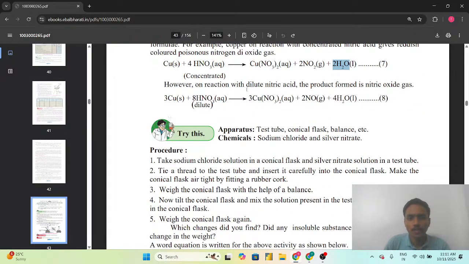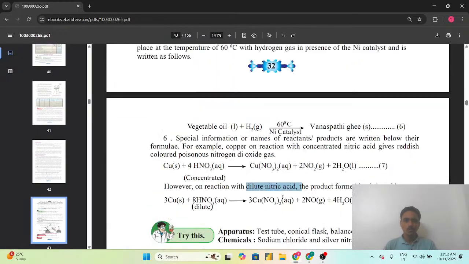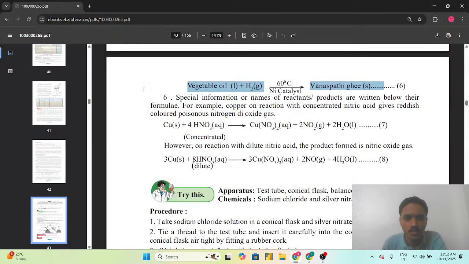However, on reaction with dilute nitric acid, these are all reactions which are also important, because for each and every reaction we have to understand how the reaction is written, how the temperature is written, how the catalyst is written, and how the liquid, gaseous and solid states are written in the chemical reaction. These are all things we have to consider. So these are two important reactions: with concentrated nitric acid and with dilute nitric acid.